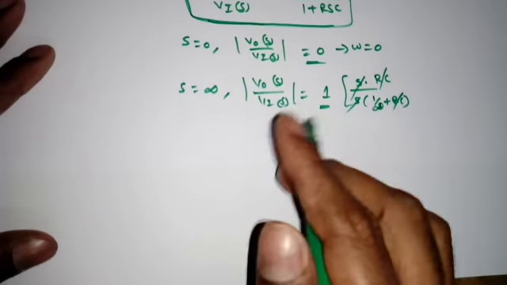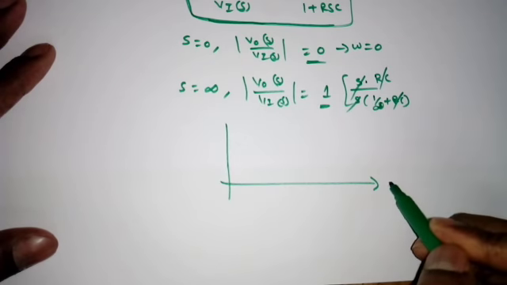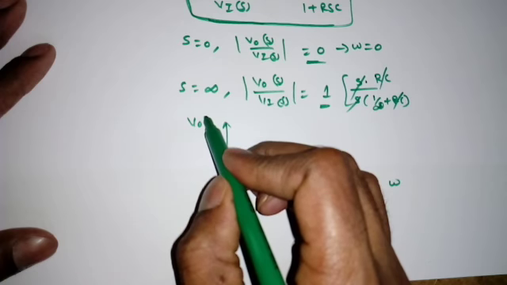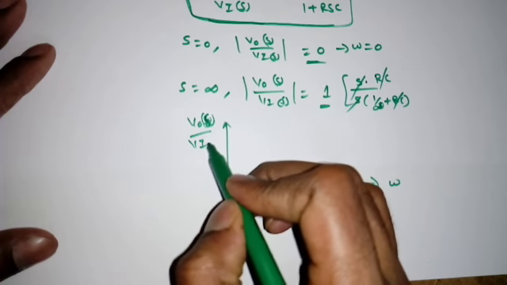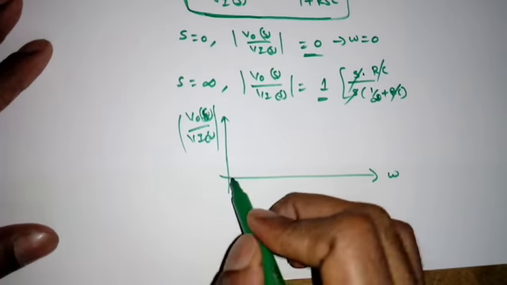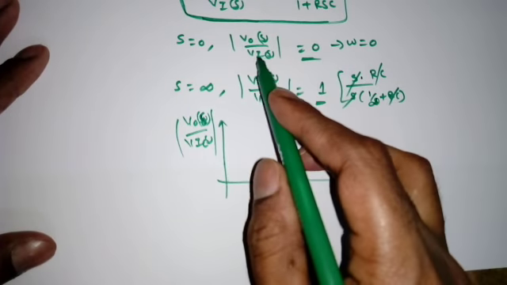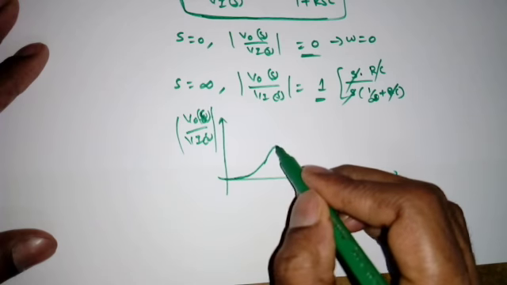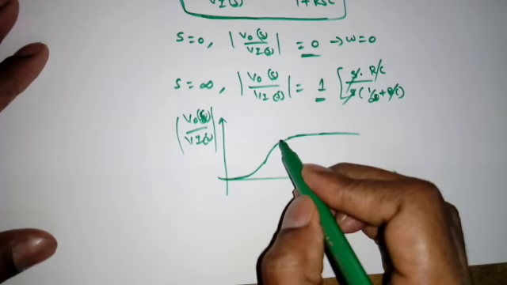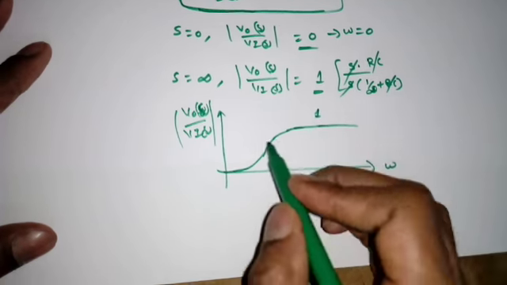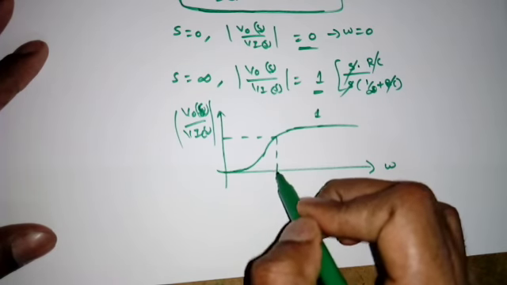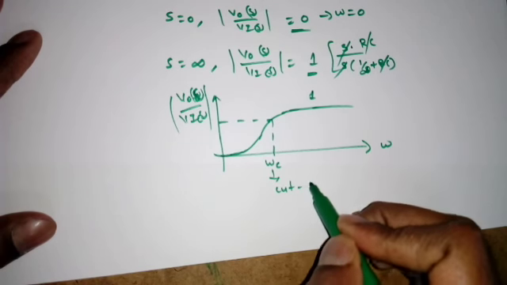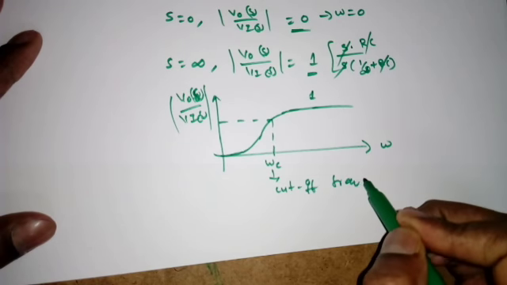So this is 1. If I draw the frequency response with respect to omega, this is the magnitude of V0 of S by Vi of S. At low frequencies the magnitude is 0, and as the frequency increases it will increase, but the maximum is 1. We have to find one more frequency, that is called omega C, the cutoff frequency.